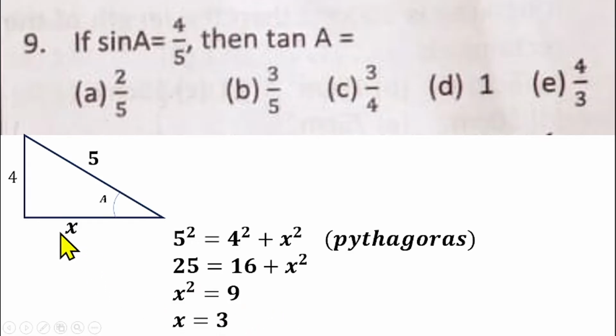S will be 3, so that means this side is 3. So now you can find tan A. Tan is opposite over adjacent. That will be 4 over this x, which is 3, so 4 over 3. That will make option E the right answer for question number 9.